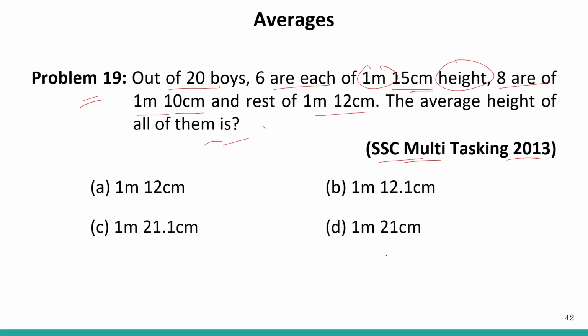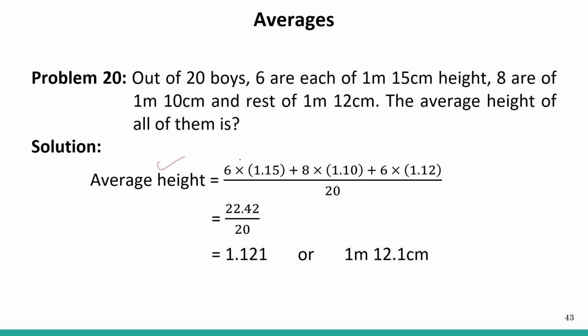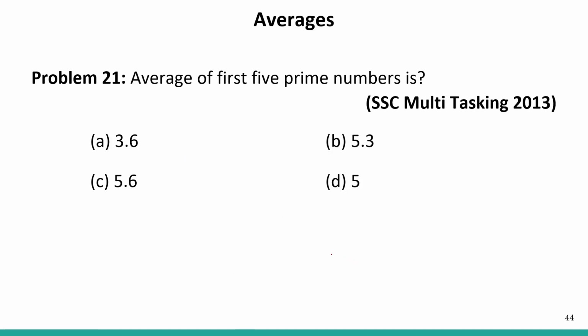A, C, D options. Let's see. So the average height will be 6 into 1.15 plus 8 into 1.10 plus 6 into 1.12 whole by 20. So it is nothing but 22.42 by 20. If you divide this, we are left with 1.121. Or it is 1 meter and 12.1 centimeter.